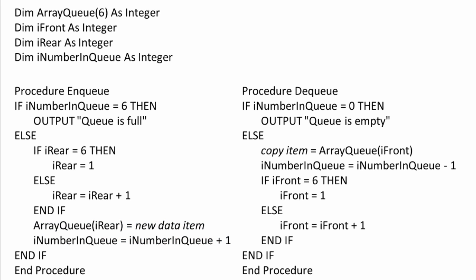This is our dequeue operation, to take items from the front of the queue. The first thing we do is check to see if the queue is empty, and if it isn't, we can then copy our item straight from the front position of the queue and decrement the number of items in the queue. Now we need to make a quick check to see if the front of the queue is the final element of the array, and if so, we'll need to redefine the front as element number 1. Otherwise, it's a simple matter of incrementing the front pointer.